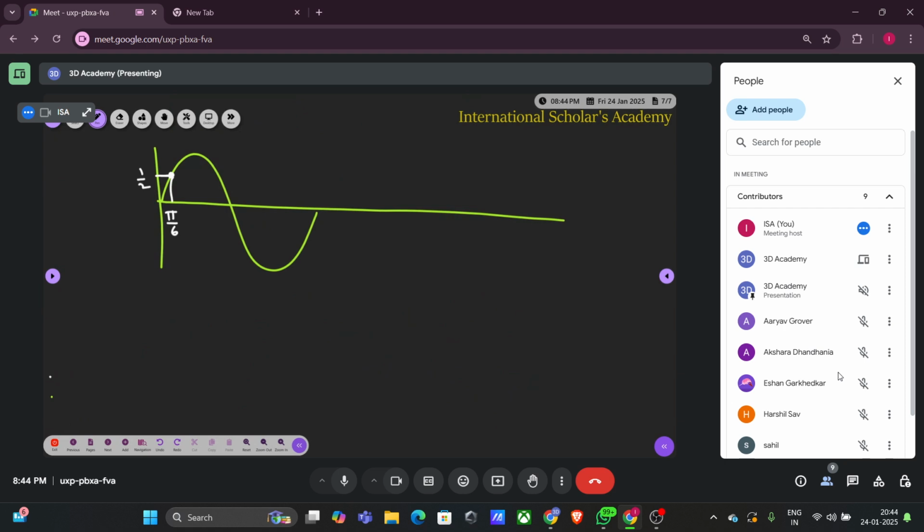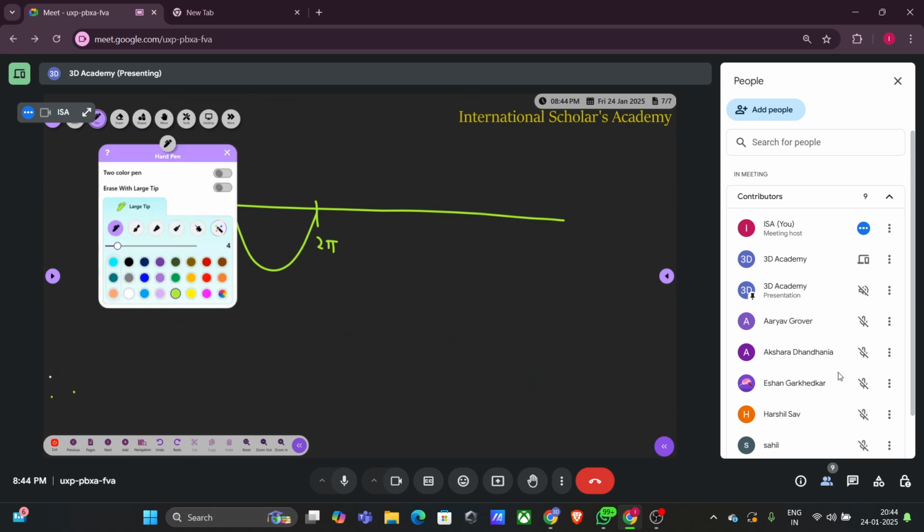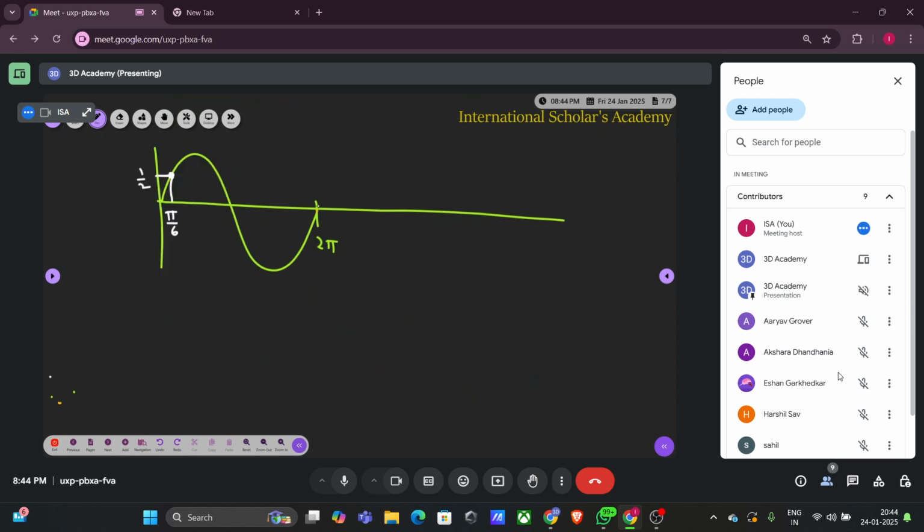Now, this was till 2 pi. Now I am drawing one more 2 pi. So 2 pi plus 2 pi will become 4 pi till here. Yes or no? So I have drawn the graph till there. Now this exact value will repeat here.